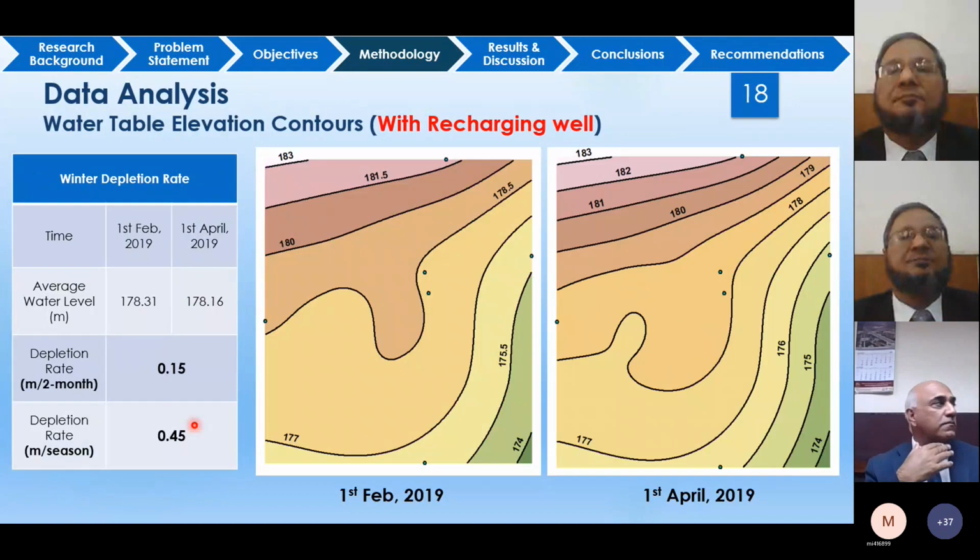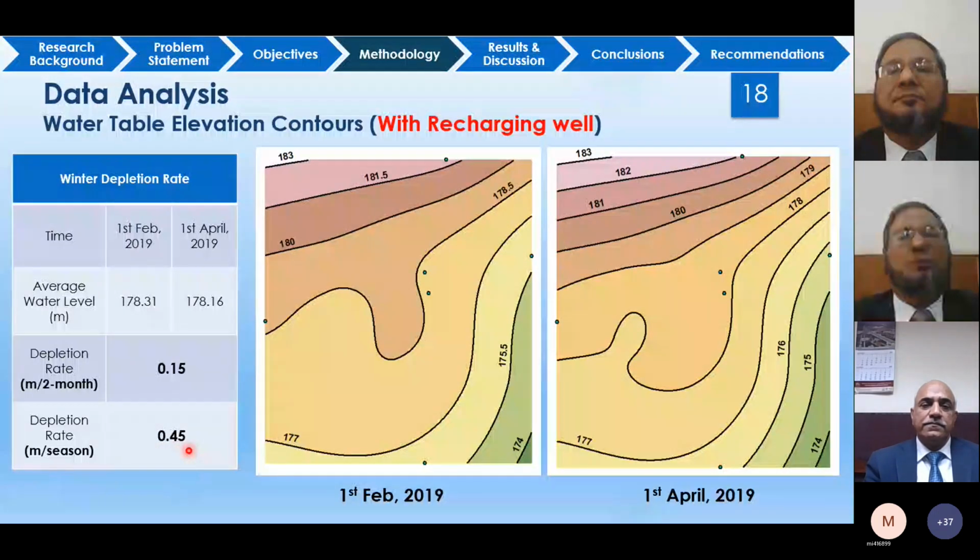Here, if you see the results with recharging wells, the recharging wells were installed in February. So we have the data February and onward. And you see here that the average water level on 1st February was 178.3 meter, and it reached 178.16 meter by 1st April. And the depletion rate for the 2 months was 0.15 meter. Whereas if you compute the depletion rate for the winter season, it was 0.45 meter. So the depletion rate in winter was reduced due to the recharging wells.